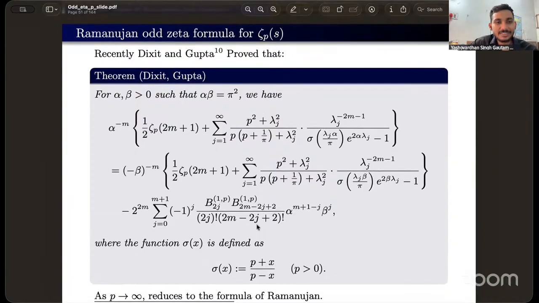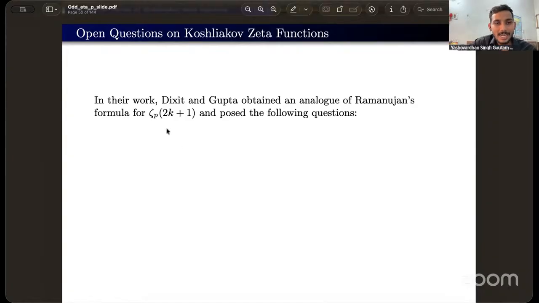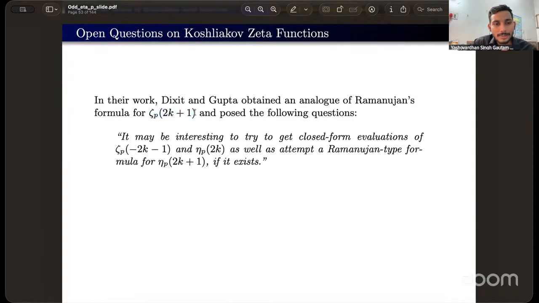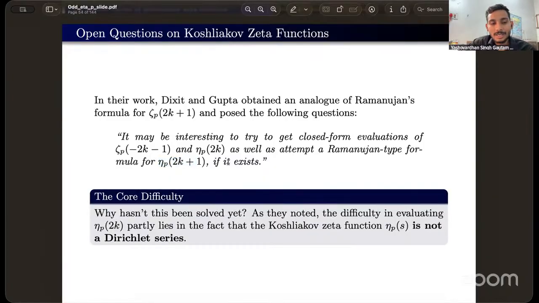Next is the question they have asked in their paper. They explain that we have a closed form evaluation for zeta P of 2k plus 1 and zeta P at evens. But now they ask that it may be interesting to try to get a closed form evaluation of zeta P at negative odd and zeta P at even, as well as to see if there exists a Ramanujan type formula for eta P at odd, if it exists. It looks a bit difficult to do for this non-Dirichlet type series eta P. Everything we can do for zeta P is quite easy compared to eta P, because zeta P is a kind of Dirichlet series, but eta P is not a Dirichlet series. So doing things for eta P becomes a bit more difficult than zeta P.